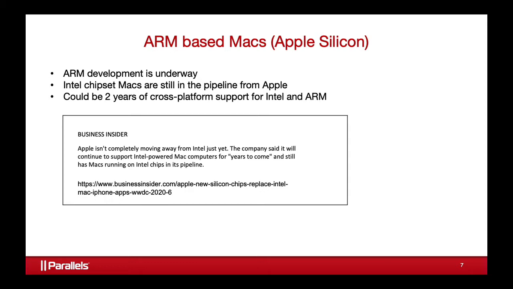The Intel chipset is still out there, and you can still buy Intel chipsets. People think that since ARM, the Apple Silicon product, was announced, that was the end of Intel. Well, it's not. You can still buy brand new, straight from the factory, Intel chipset Macs. And that's going to be that way for at least 2 years' worth of support. That could go a little bit longer, could be a little bit less. Apple is going to control that pipeline.